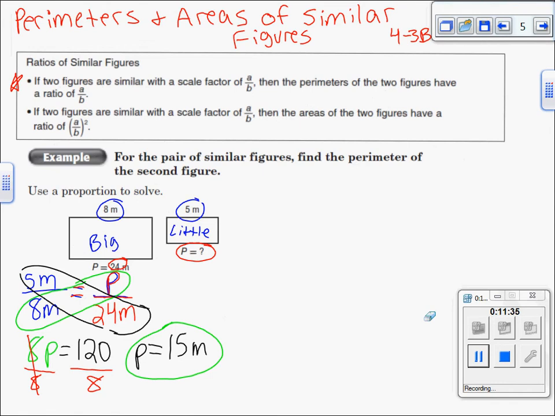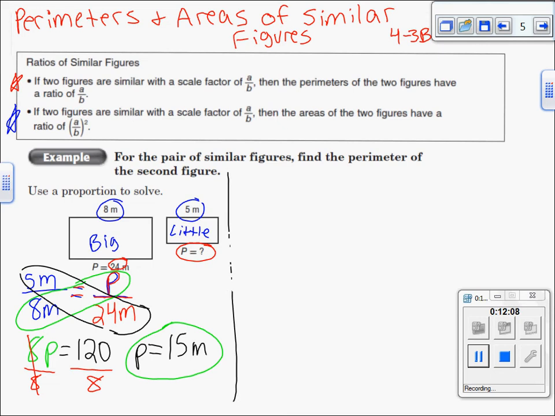All right, so let's put the second bullet of this tip at the top to use. It says if 2 figures are similar with the scale factor of a to b, just like here, meaning the ratio of their sides, simplified, then the area of the 2 figures will have a ratio, meaning kind of like a scale factor, of a over b, except to the second power, squared. Meaning, for example, when we did this problem, we saw that our scale was 5 meters over 8 meters.